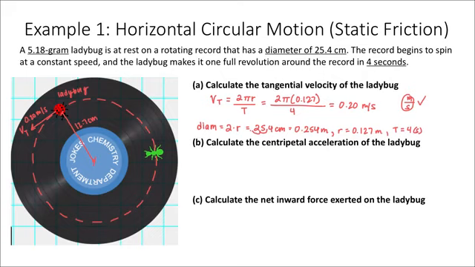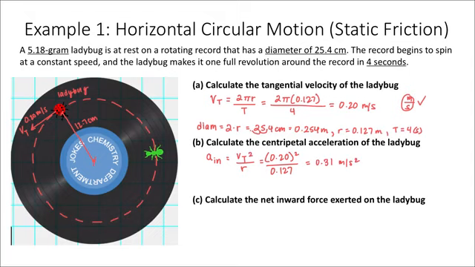So if we wanted to calculate the centripetal acceleration of the ladybug, a sub c, or in this case, we can also say a sub n, is how I like to call it, that would be equal to the tangential velocity squared divided by the radius. We've already calculated the tangential velocity. It's 0.20. We go ahead and square that and divide by the radius, which is 0.127, and that will give us an acceleration of 0.31 meters per second squared.